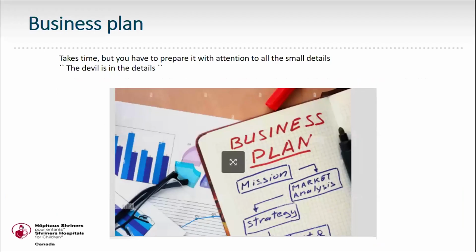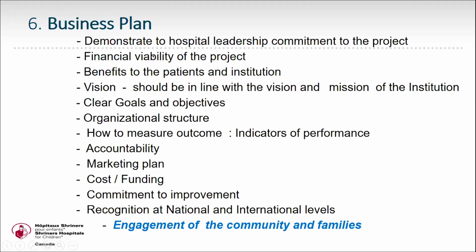So once you have completed these 5 requisite criteria, the next step is to prepare a business plan or a working document, whatever you want to call it. It's a description in detail of how you are going to see the clinic. It's many, many things. I will go through them very quickly. You have to demonstrate to the hospital leadership your commitment, the financial viability, and the benefits to the patient and the institution. You have to have a vision and clear goals and objectives.